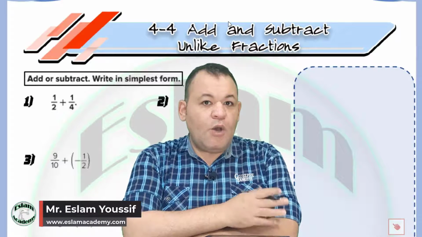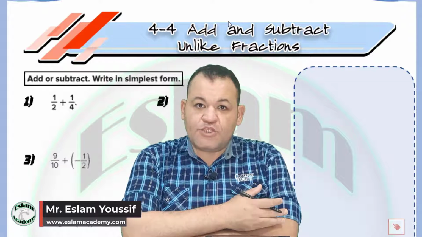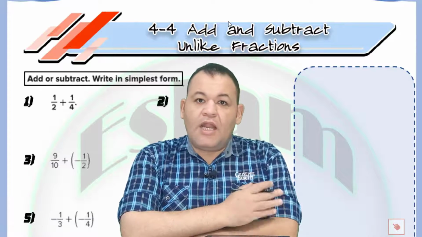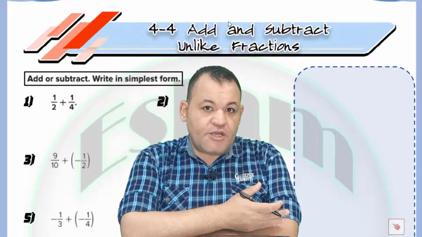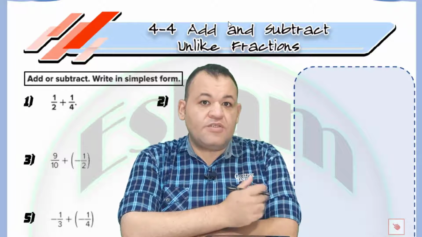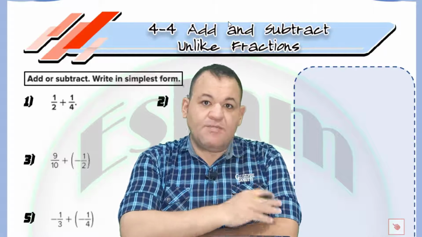In this video we'll learn how to add and subtract two unlike fractions. As we talked about before, a fraction is a part of a whole one. Like fractions are fractions which have the same denominator, and unlike fractions are fractions which have different denominators. To add or subtract any fractions, they must have the same denominator.